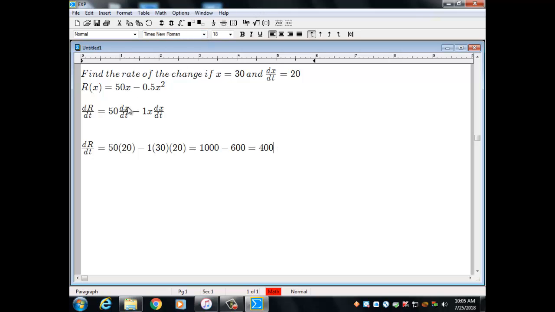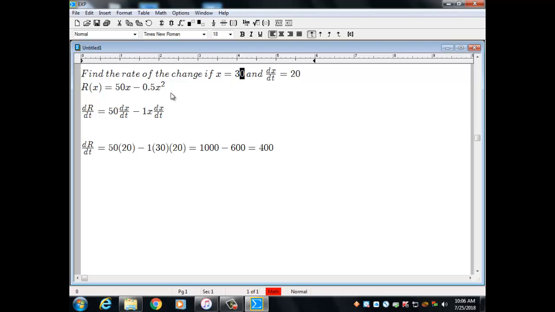Okay. And that's how much the revenue is changing when x is 30, which is like 30 units, right? And dx/dt is equal to 20, which is how many units it's changing over time. Okay.